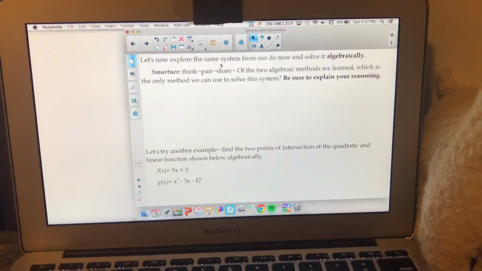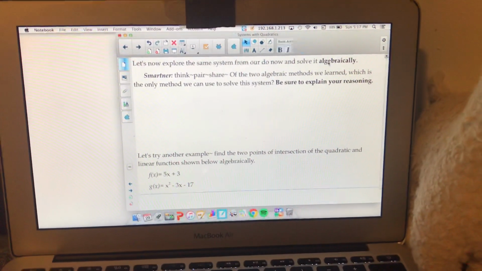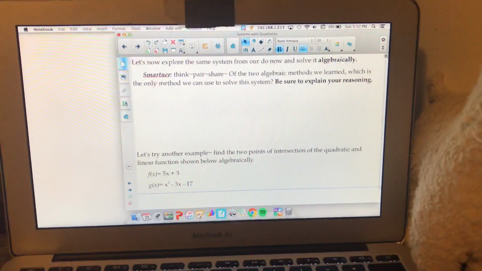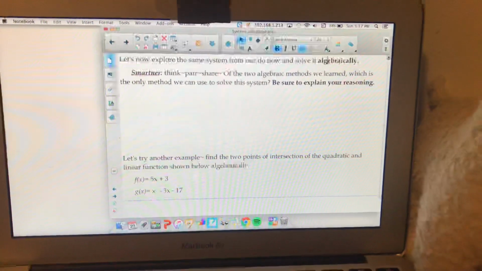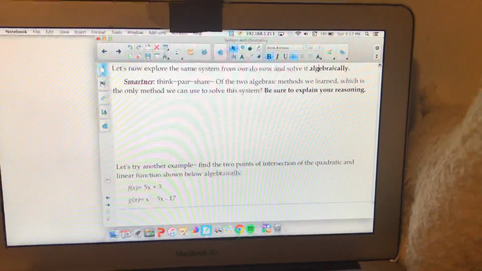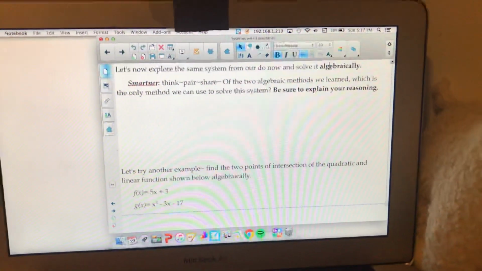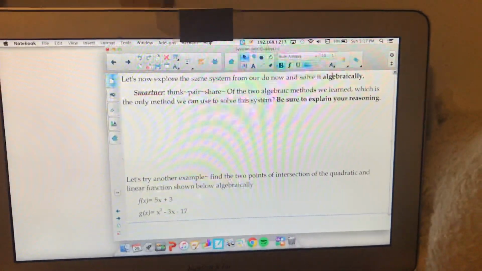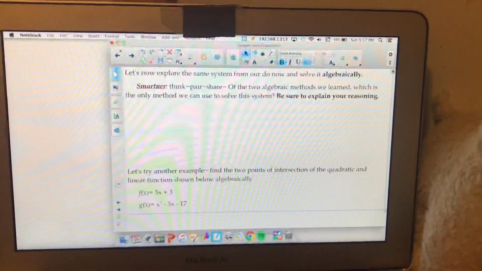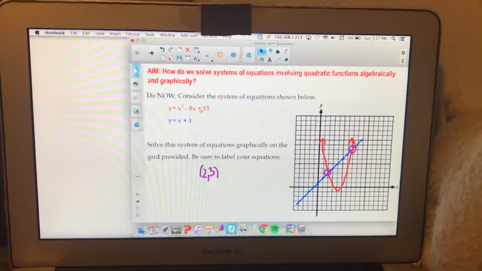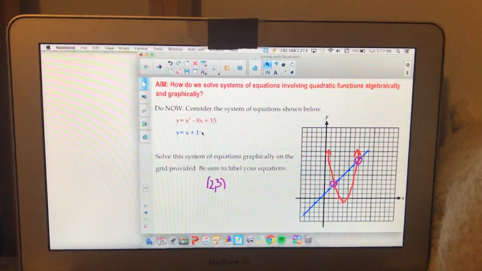So let's start looking at, if I said to you guys, solve it algebraically. Once they say algebraically, you already know in your head that you have to show some work in order to get credit. So now I'm asking you, of the two algebraic methods we learned, what's the only method we can use to solve this system? I know this is a system because I have more than one equation.